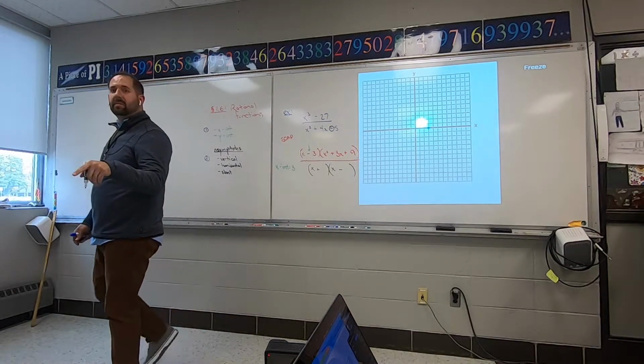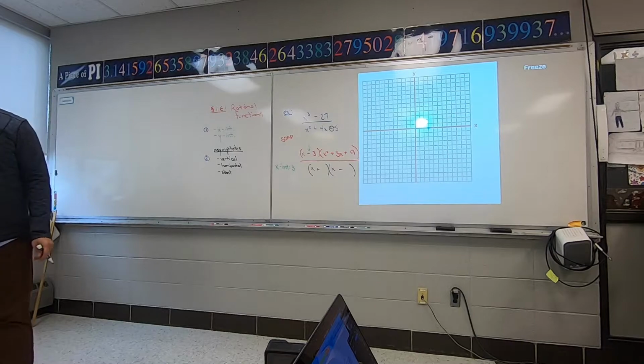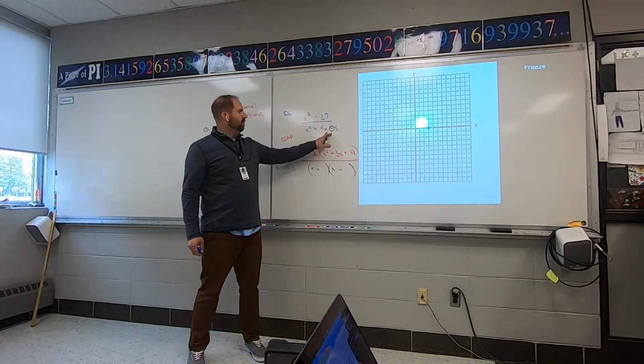If it was a plus in the back, they'd be the same symbols in each. They're both negative? If they're both negative, like here and here, yeah. I don't care.